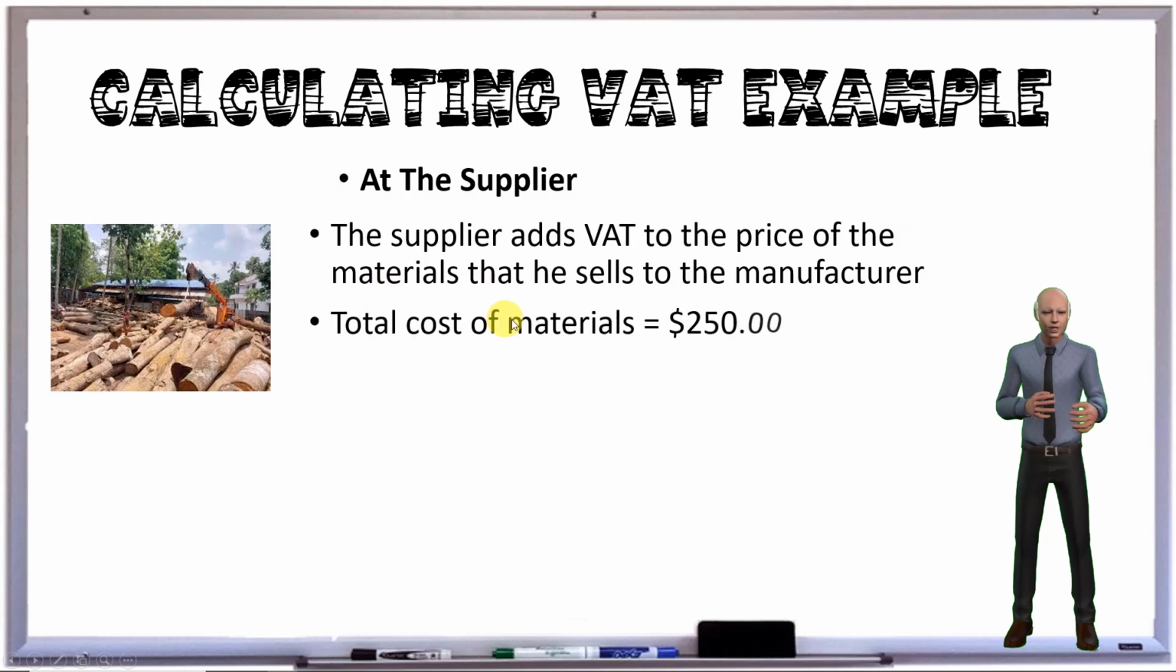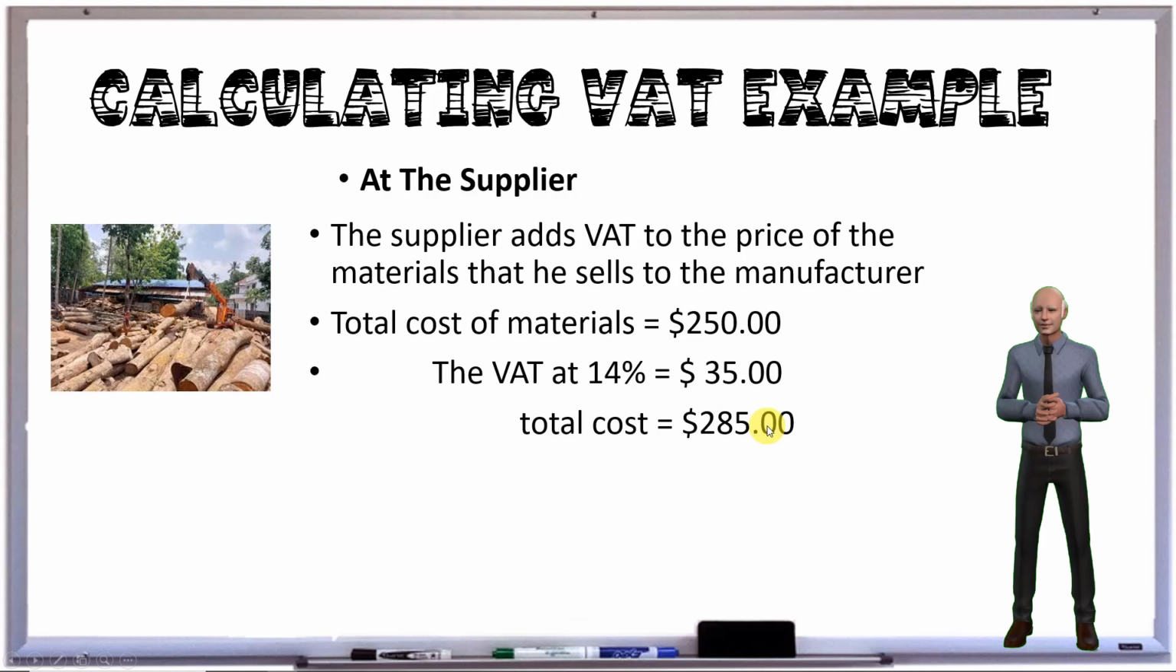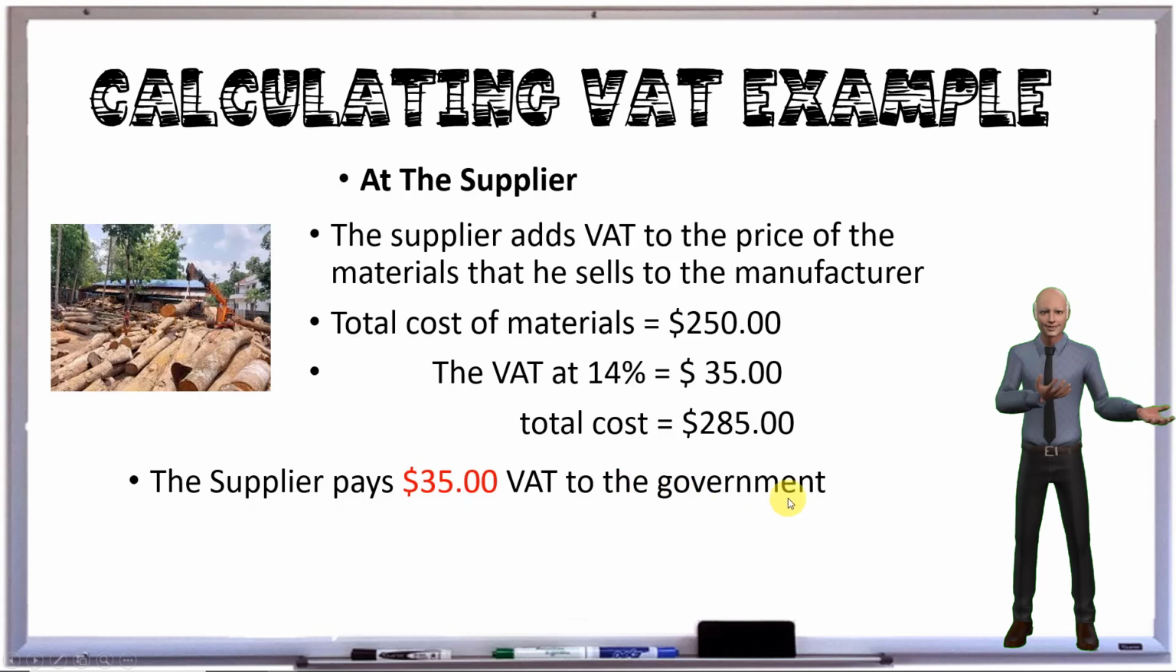The total cost of the materials, let's just say for example, is $250. Therefore the VAT at 14% gives us $35. Now we add them together and we get $285. So the manufacturer, or the factory, will be paying $285 for the materials that he has bought from the supplier over here. And of course the supplier pays the $35 VAT to the government, right? He just pays it straight, $35 to the government, and end of story. That is the first stage of the VAT process.